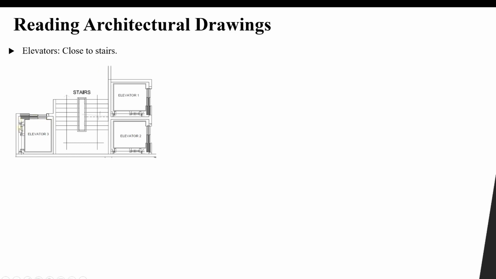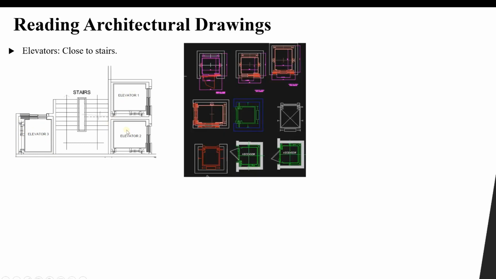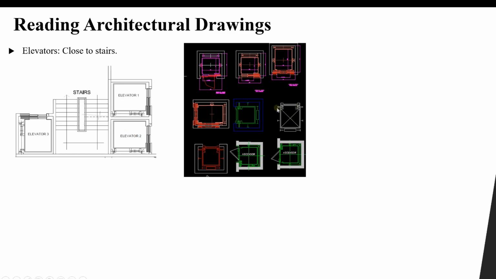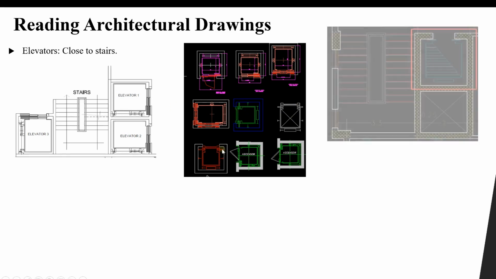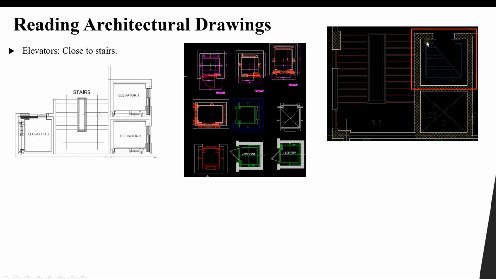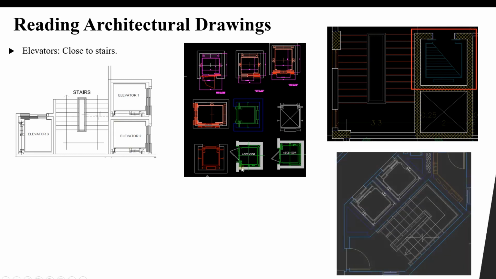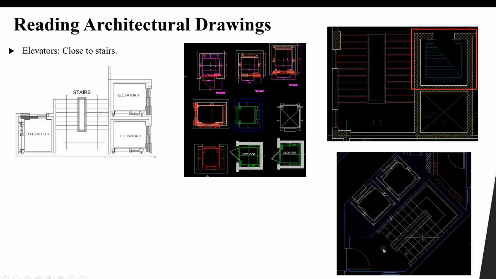They have this symbol, you can see, and even the architect will type elevator next to them like this, or they can have these symbols representing elevator, and this one also the symbol representing an elevator. You can see it is beside the stairs. Okay, all of these are representing elevators. Here again you can see these are stairs and elevators here.